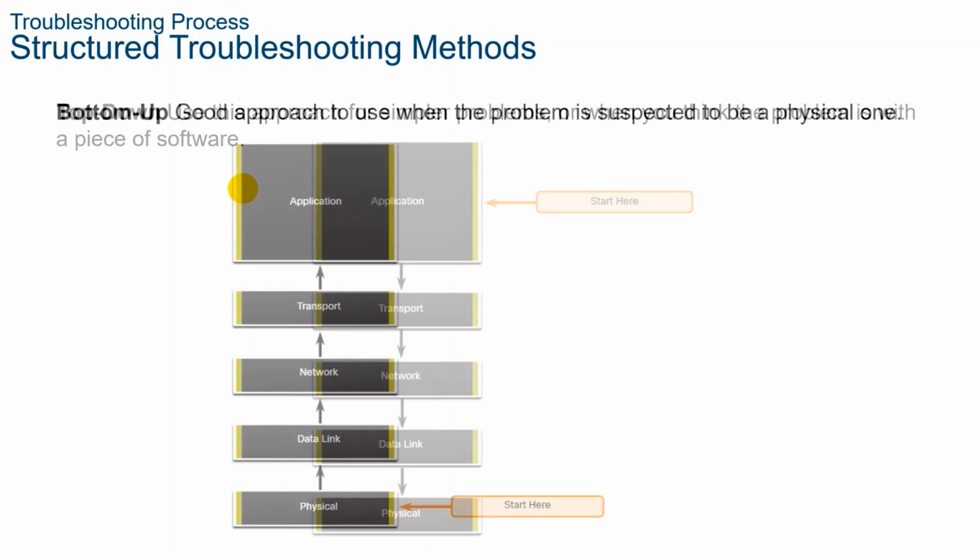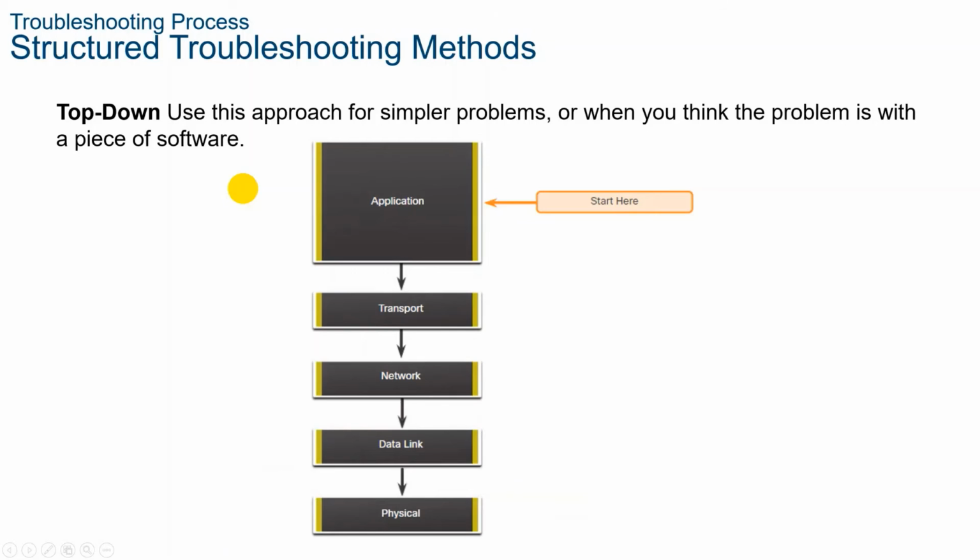All right. So next is the top-down approach. Okay, so this is the opposite of the bottom-up approach. In the figure, top-down troubleshooting starts with the end user's applications and moves down through the layers of the OSI model until the cause of the problem has been identified. So each application on an end system is tested before tackling the more specific network pieces. Use this approach for simpler problems or when you think the problem is with a piece of software.